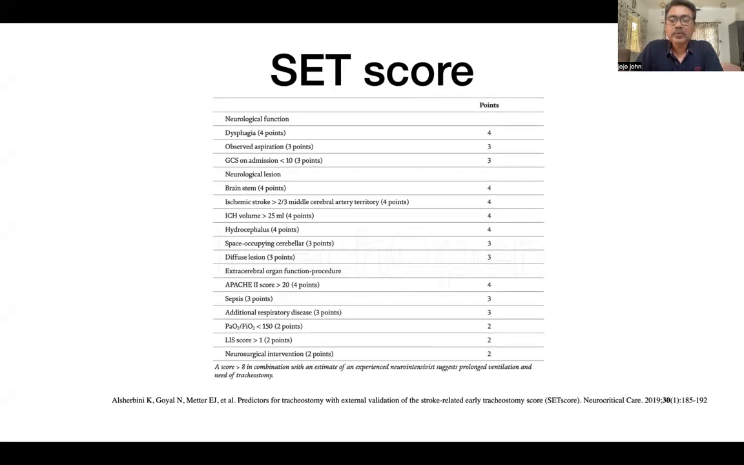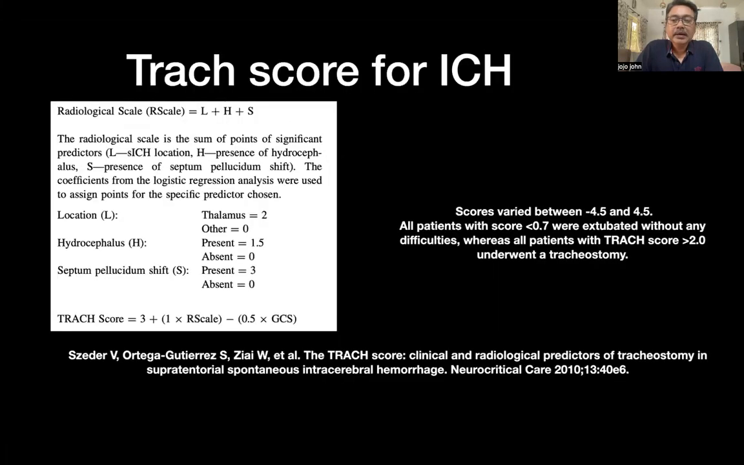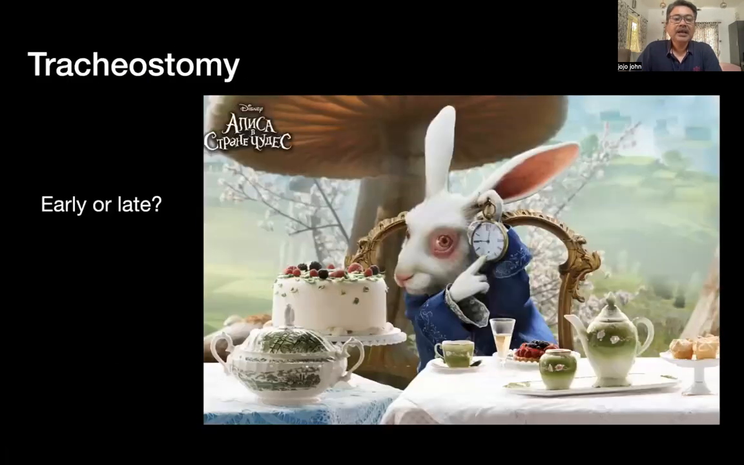There is a set score which has been validated for acute ischemic stroke, and for intracranial hemorrhage, there is this interesting score called the TRUC score. It's interesting because in addition to the GCS component, they have incorporated a radiological component. So the location of the bleed, if there is a thalamic hemorrhage, or 2 other factors, a presence of hydrocephalus or presence of midline shift. If these are there, the chance that this patient could be extubated is very low. So a combined score is considered when to decide on extubation in these patients.